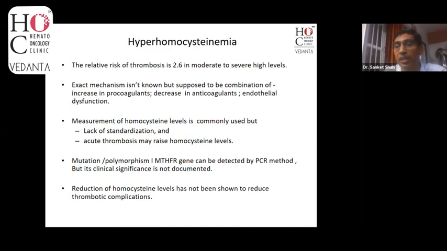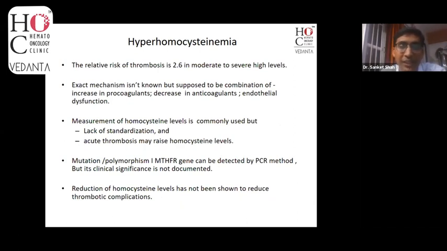This is important. Just 15 or 16 or 17 doesn't make it very high risk. It should be at a higher level like 20, 30, 40, 50. Then we should try to attribute it to the homocysteine. The exact mechanism is not known, but it is supposed to be a combination of increased procoagulant activity indirectly, or a decrease in the anticoagulant activity, or it might cause endothelial dysfunction resulting in thrombus formation.